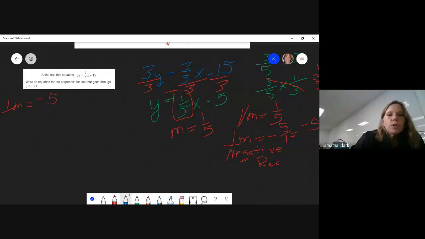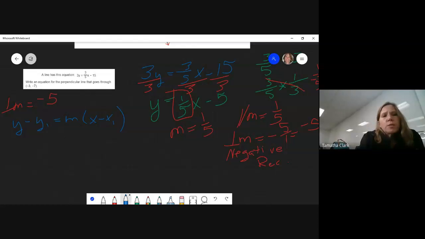And then we want to use the point-slope form, which is y minus y1 equals m times x minus x1. I can't seem to make my lines. I think I left my good stylus at home.